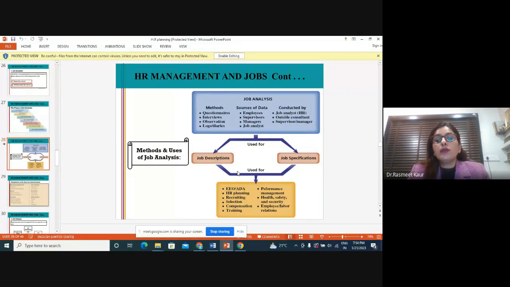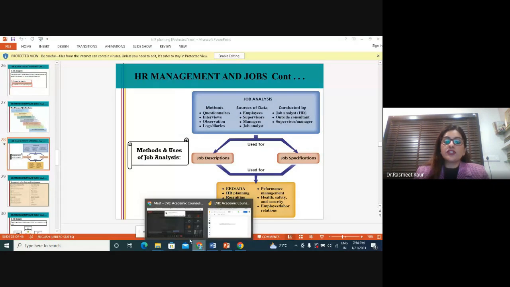Now let's talk about the first one, that is method. As I just said, when we do job analysis, we prepare a job description and we prepare a job specification.